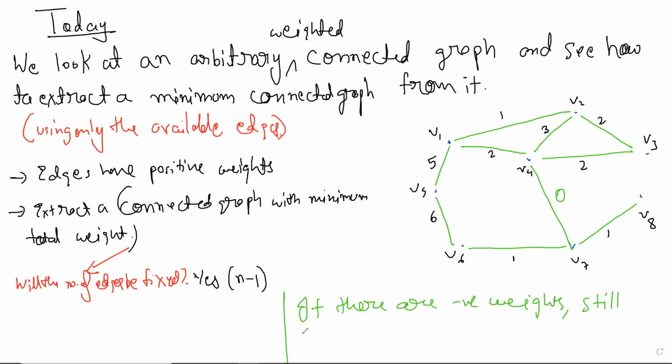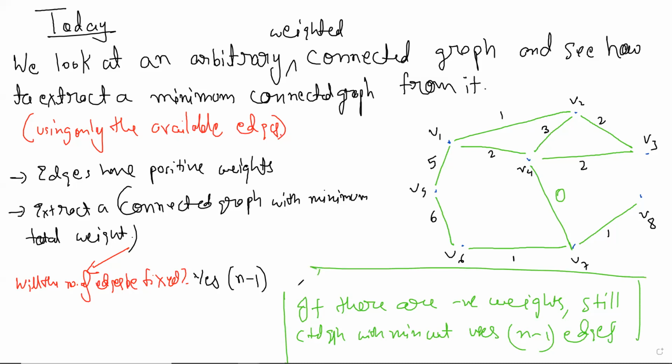Still a connected graph with minimum weight uses n minus 1 edges. Okay, and this is something that you should just think about first. This will still use n minus 1 edges. All right.